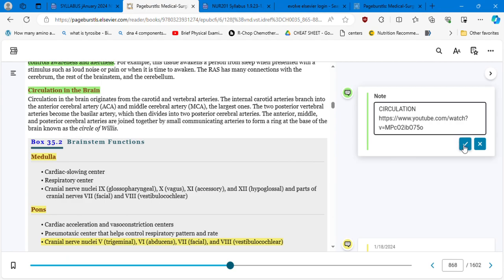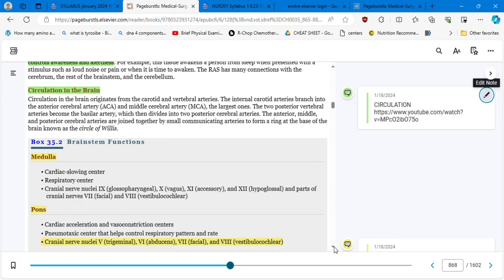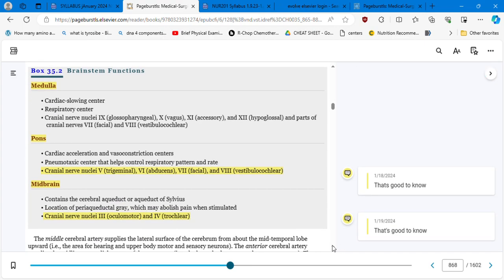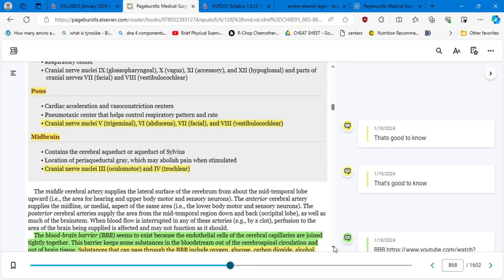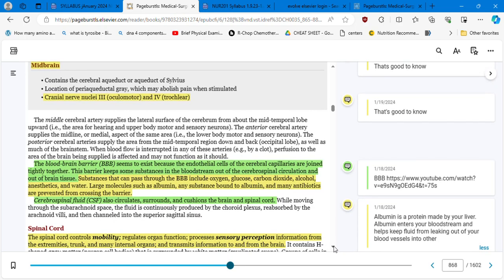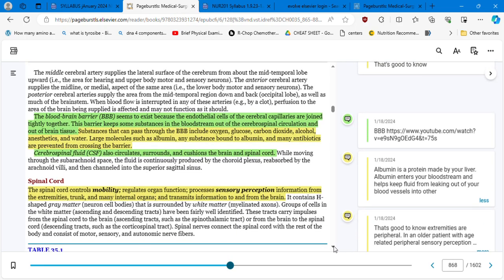So we know then, and we can understand when they talk that the problem is in the basilar artery, you know what part of the brain is affected, right? So now the blood-brain barrier seems to exist because the endothelial cells of the cerebral capillaries are joined tightly together. This barrier keeps some substances in the bloodstream out of the cerebrospinal circulation and out of the brain tissue.